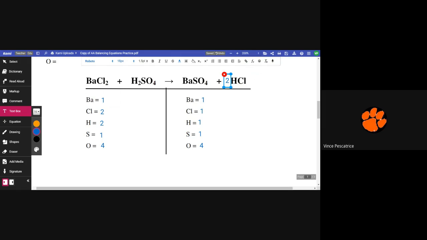So now I have to recount everything on this side of the equation. By doing this, I made 2 HCl's. So that means I changed my total count of chlorine to 2, but I also changed my total count of hydrogen to 2 because hydrogen and chlorine are bonded together. Putting this 2 here does not affect the BaSO4 at all. So I have 2 times 1 makes hydrogen 2.